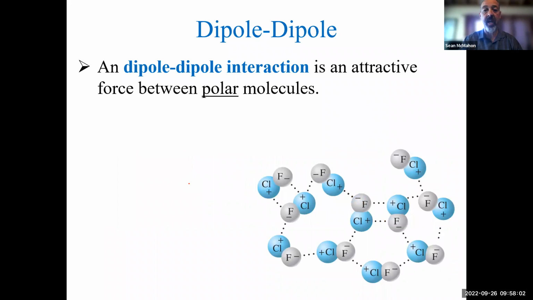But let's start with dipole-dipole. It's an attractive force between polar molecules. Now, why is that? With a polar molecule, you have what is referred to as a permanent dipole, okay? So if I draw chlorine, which has 7 valence electrons, and fluorine, which has 7 valence electrons, they have 1 odd electron, and they need 1 more, so they're willing to share that in a bond.